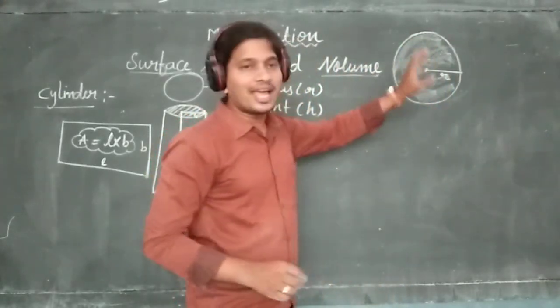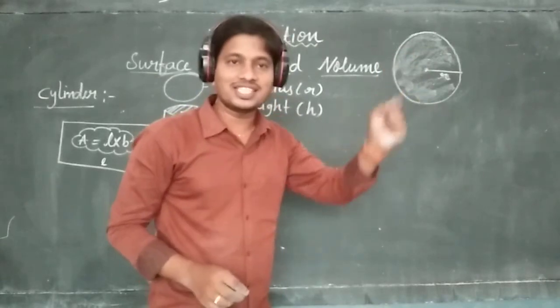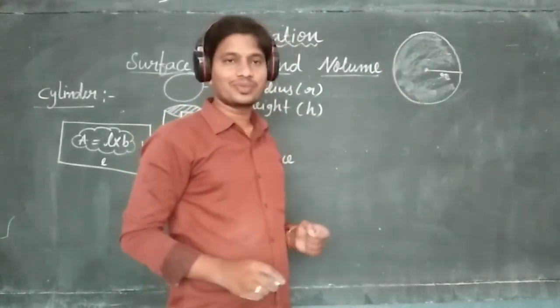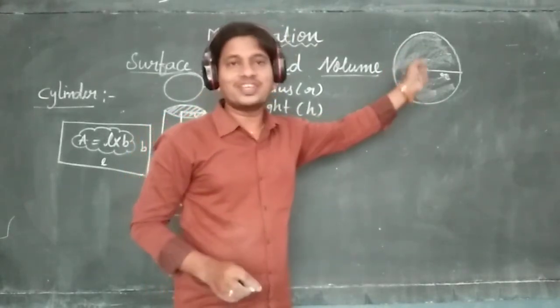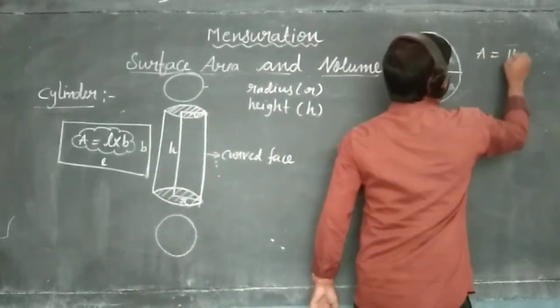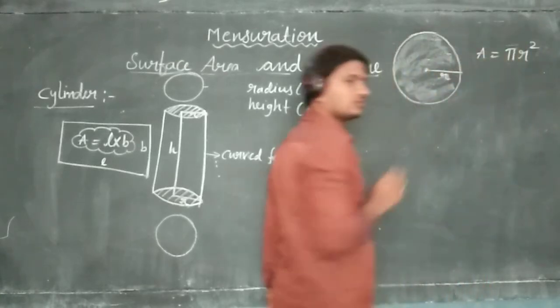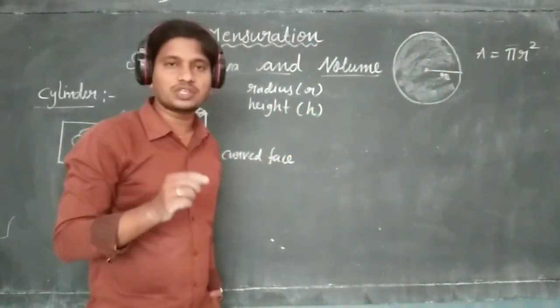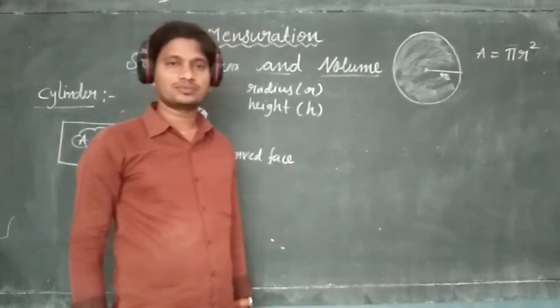The region enclosed by a closed figure is called its area, and the area of the circle is equal to pi r square. Area of the circle is equal to pi r square.